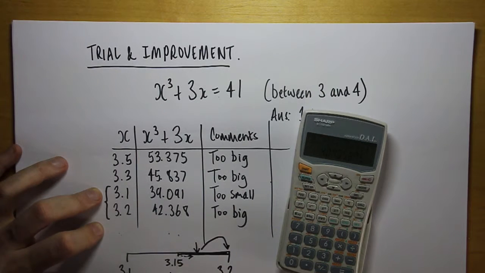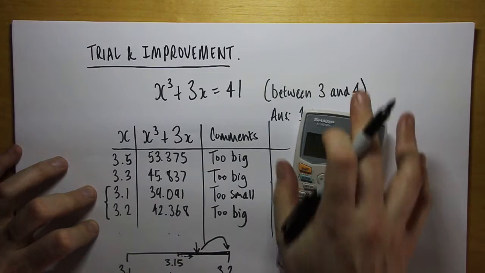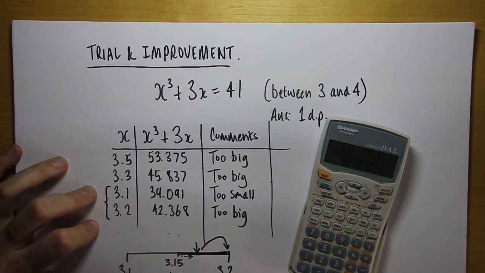So I hope I haven't laboured that too much, but for some people who are not very confident with the ideas surrounding rounding of numbers, then I thought I should just make that absolutely clear. And so our answer is 3.2 to 1 decimal place.